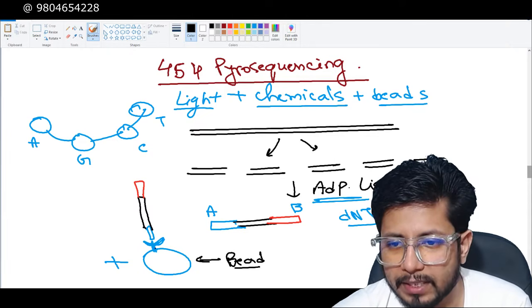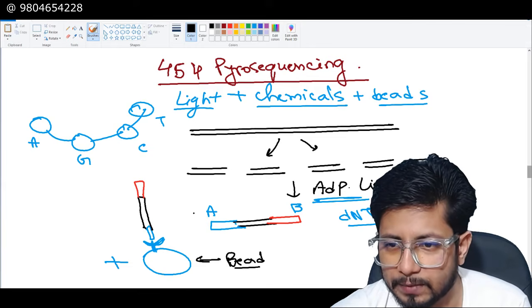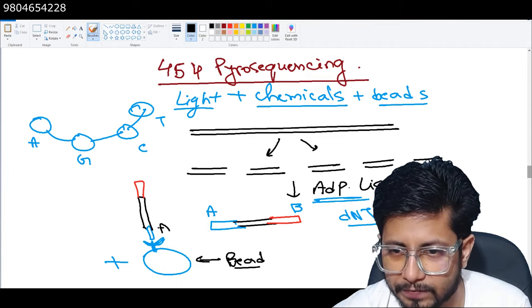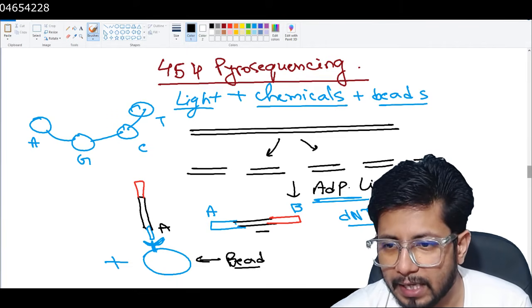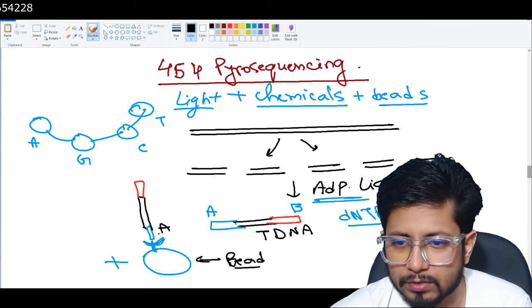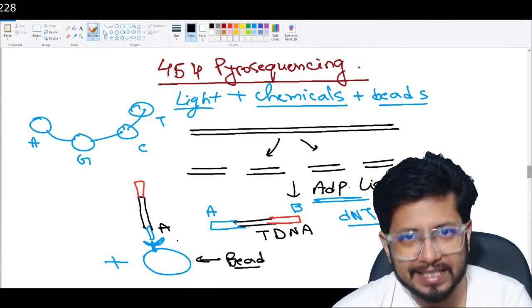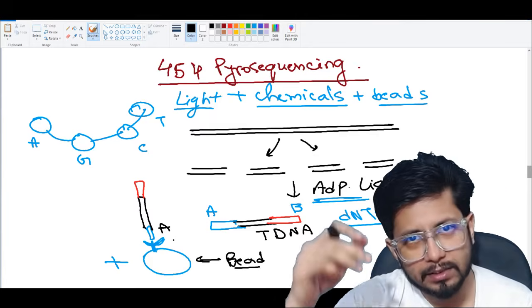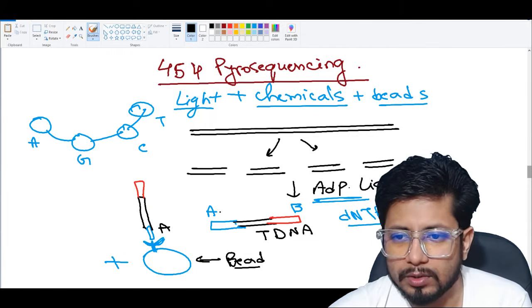Now with this bead, the side of the adapter A is fitting in. So basically our target DNA is fitting into the bead, right? It's sticking to the bead like a glue. So that's step number 1.